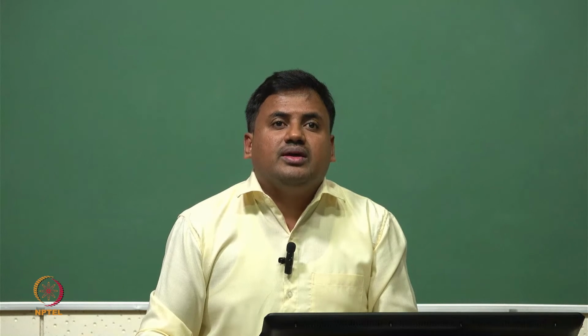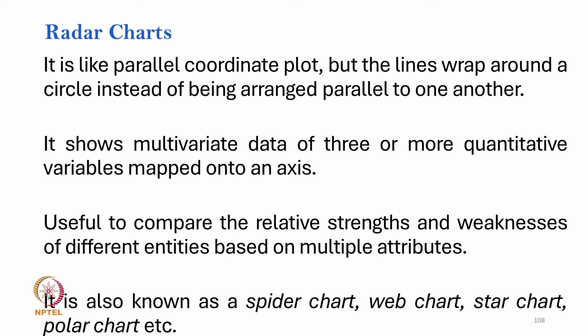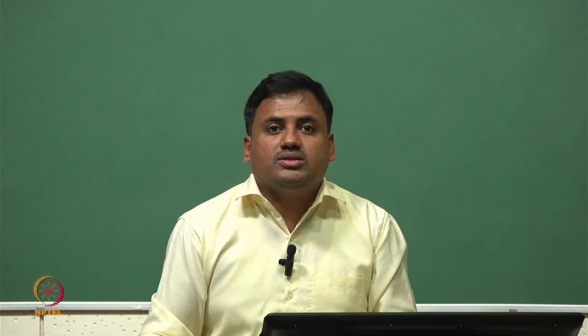Radar charts. These are like parallel coordinate charts, but the lines wrap around a circle instead of being arranged parallel to one another. It shows multivariate data of three or more quantitative variables mapped onto axes, and these charts are particularly useful when we would like to compare the relative strengths and weaknesses of different entities based on multiple attributes. It is also known as spider charts, web charts, star charts, polar charts, etc.